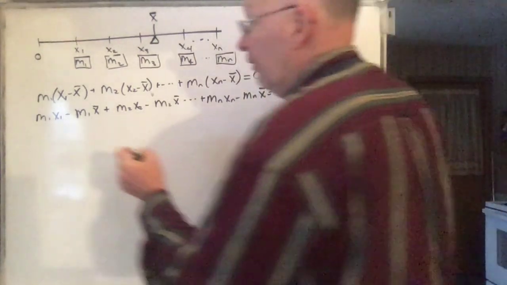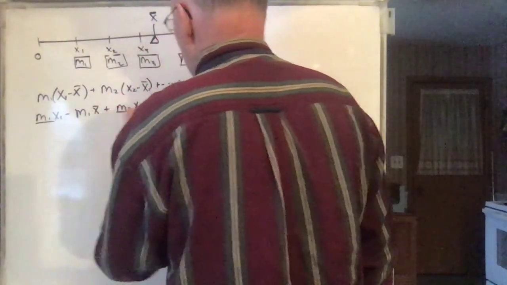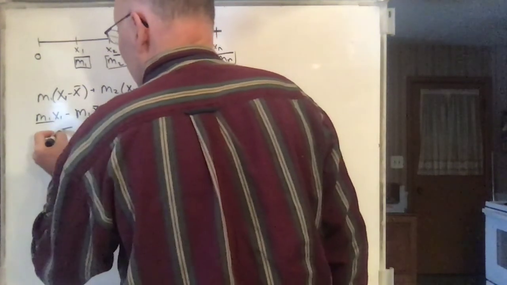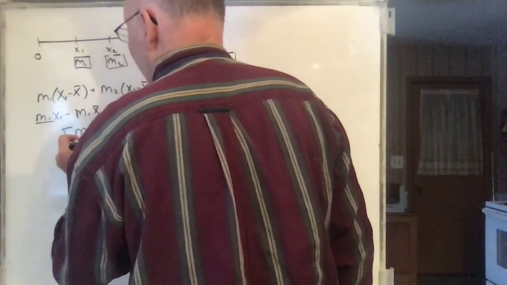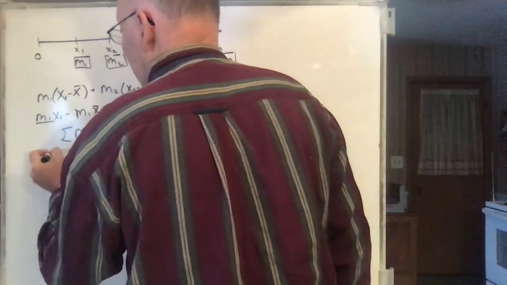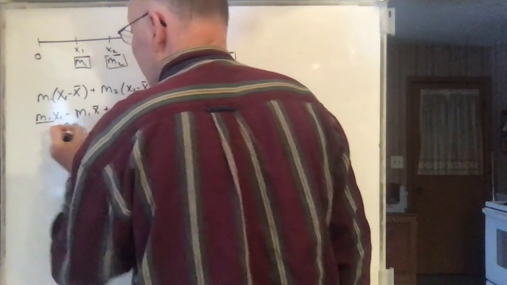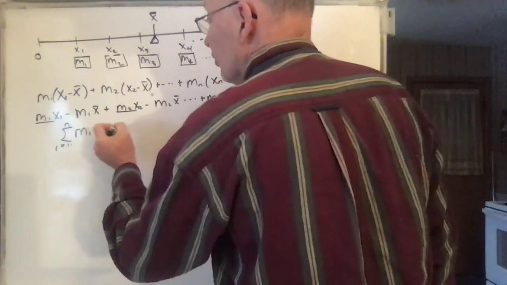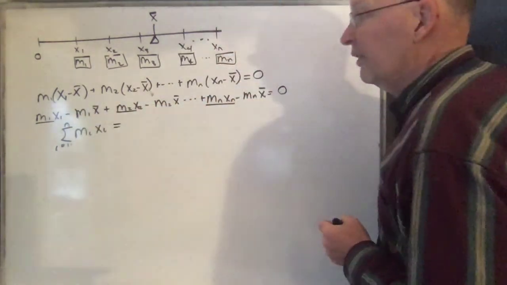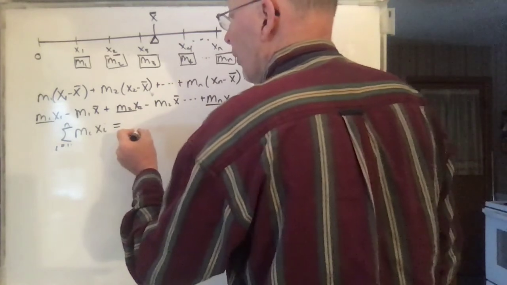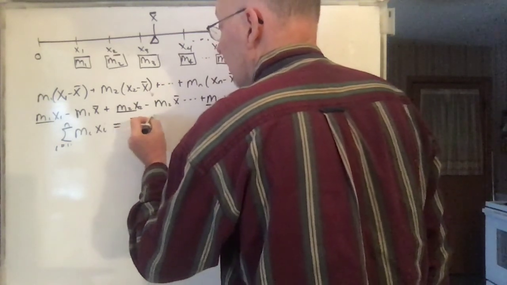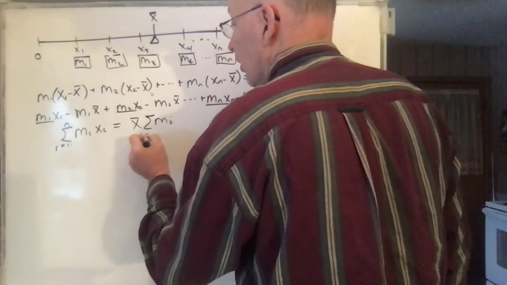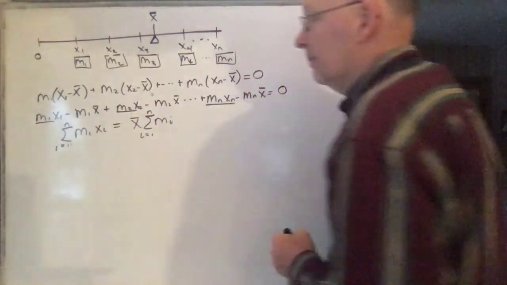And now you take all these things and you keep those all where they are. Okay, let's use summation notation. That's the summation of mi xi, i going from 1 to n. That's going to be equal to, well, we'll bring all these negatives over to the other side. And when we add all those up, I can factor an x bar out in front of them all, and I'm just left with all the mi's, i going from 1 to n.